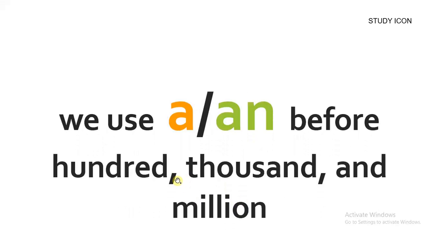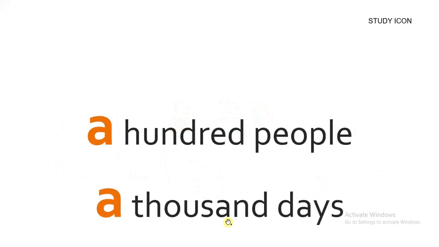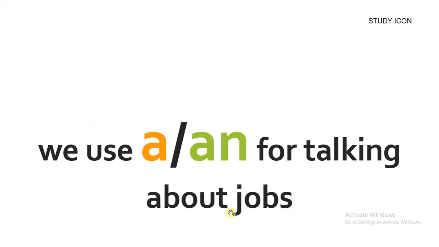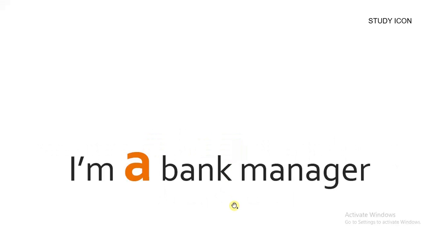We use a and an before 100, 1,000, millions, like a hundred people, a thousand people. We use a or an for talking about jobs. If we are talking about our job, we will use a, like I'm a banker, a bank manager, or I'm a clerk, I'm a taxi driver.